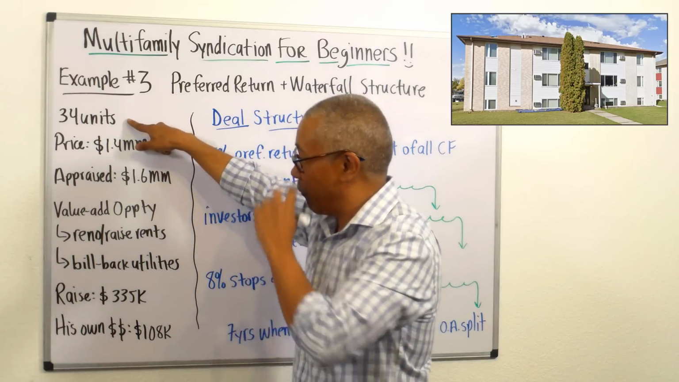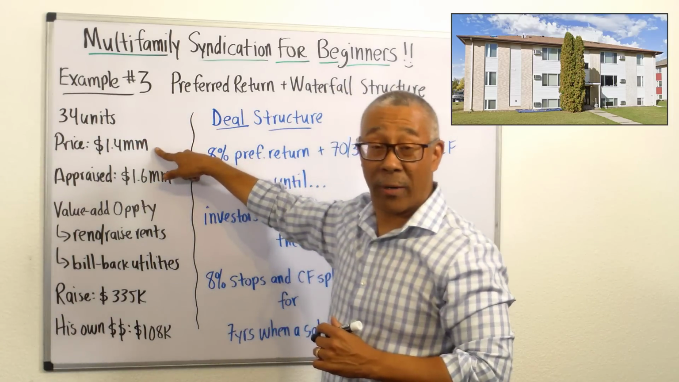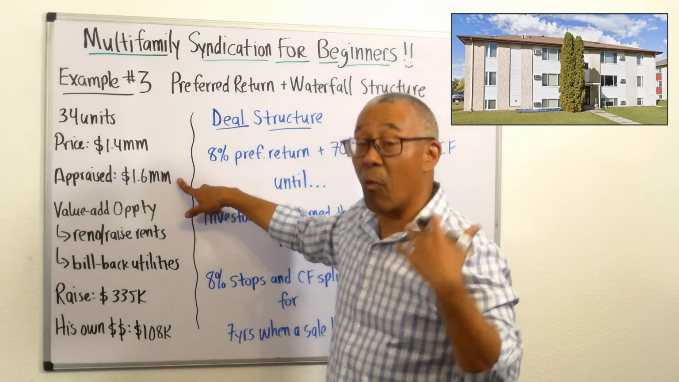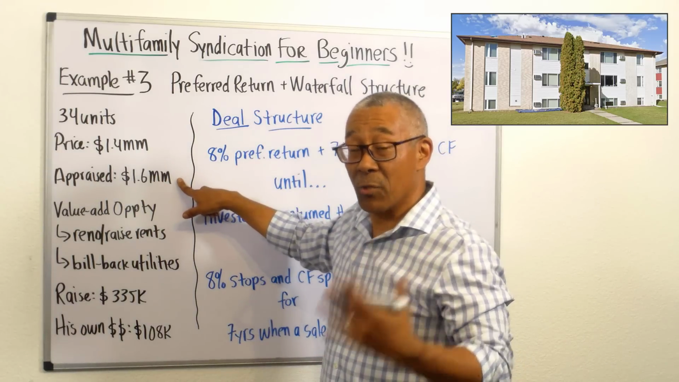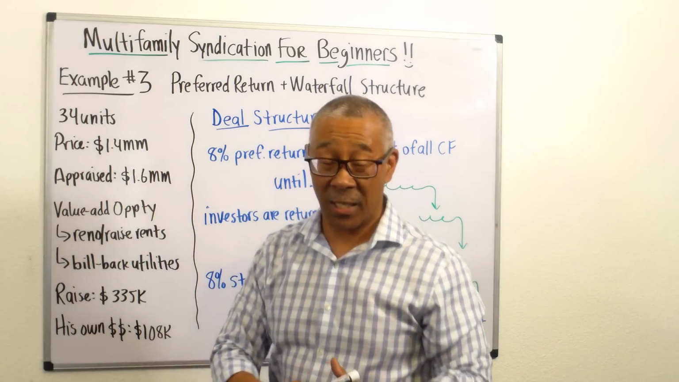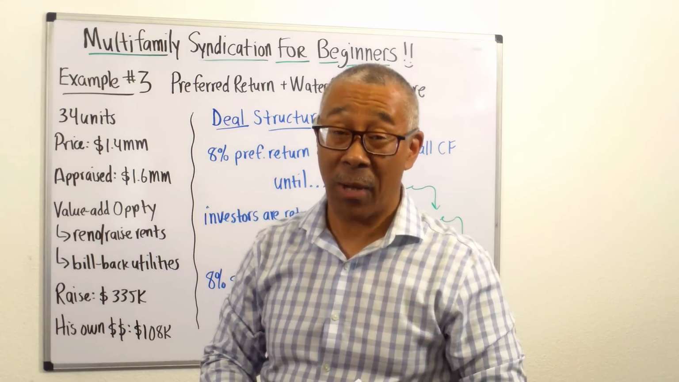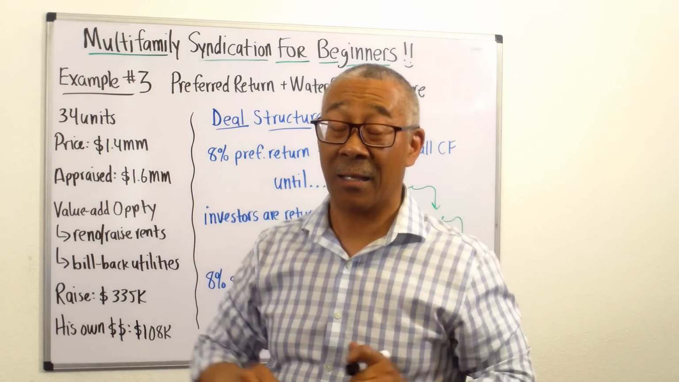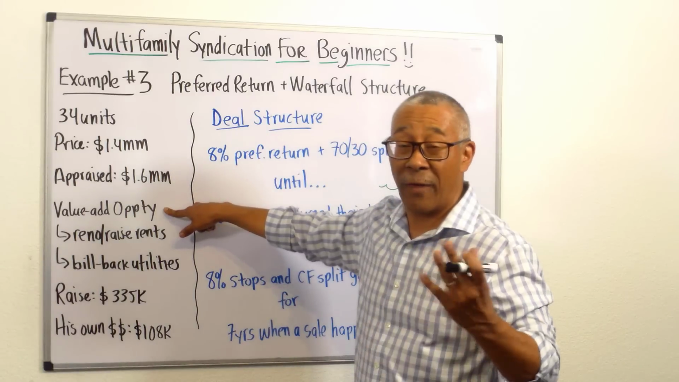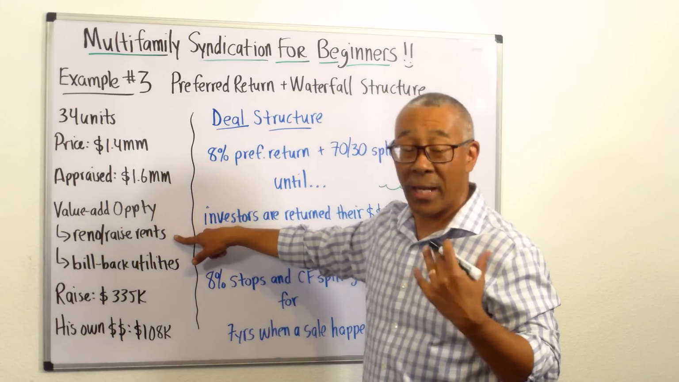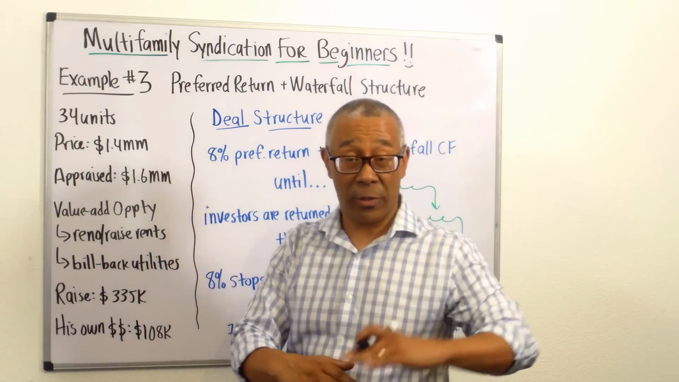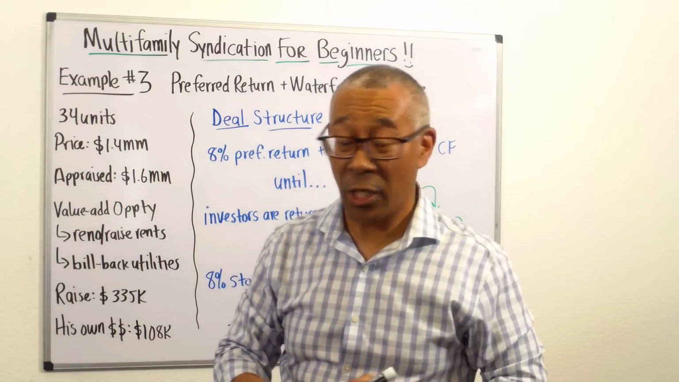All right, so we have 34 units priced at $1.4 million in the Midwest again. It appraised for $1.6 million. So our student is walking in with $200,000 in equity. Again, the reason why we can do this repeatedly is because we know how to go direct to the property owner and not do anything online or through brokers. Okay? All right. Next, this is a typical value-add opportunity where we're raising rents. We're going to bill back utilities. We're going to renovate. That's going to increase the NOI and force the appreciation.